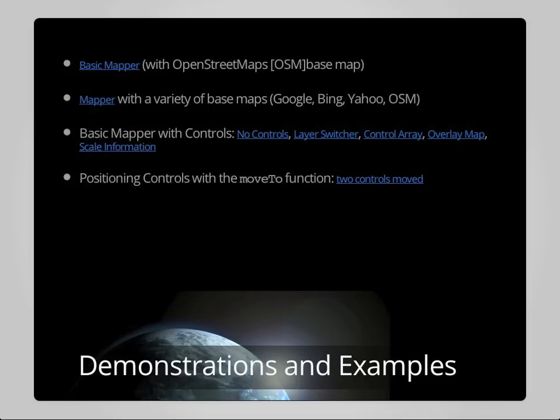We will have some additional examples that we will cover next week as a part of the further definition of how to create features and add them to your map, and how to integrate OGC services into your maps. But this week we will be concentrating on the basics of just creating an overall map and populating it with the different controls and options associated with the map interface. So let's start by looking at a basic mapper. So I'll click on the link here for the basic mapper.